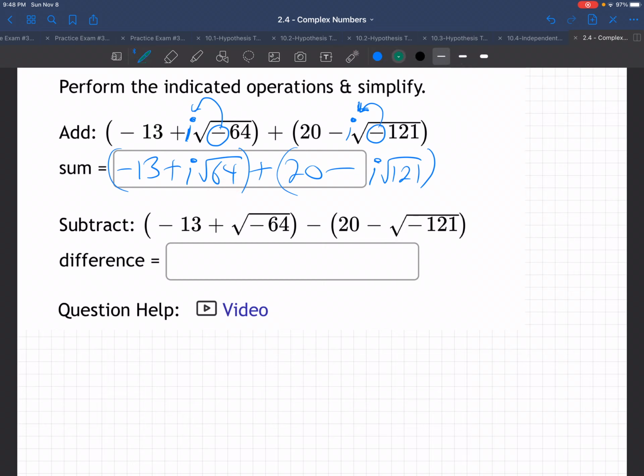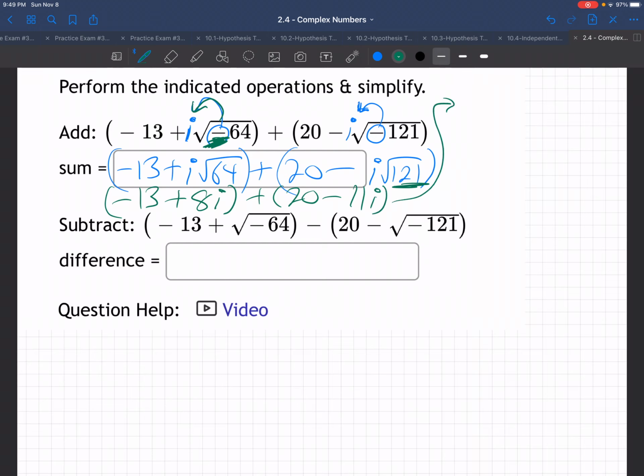So now we can say this is negative 13 plus 8i, because now you can square root the 64 now that you got rid of the negative. See how the negative was inside, but we pull it to the front to say it's imaginary, and then we can do the square root of 64 to be 8. And this is 20 minus square root of 121. Use your calculator to tell you 11 if you're not sure.